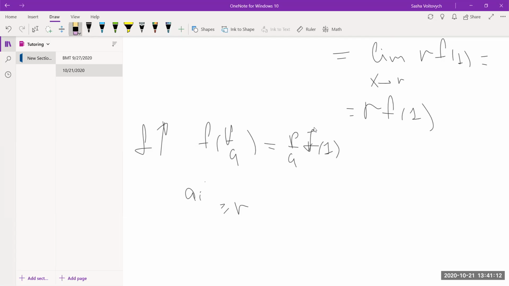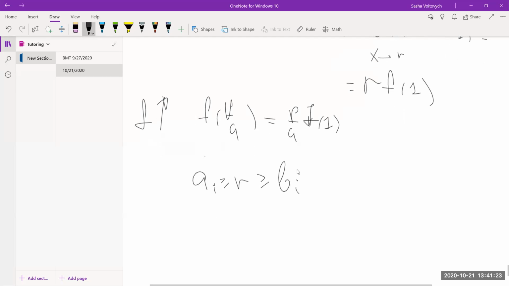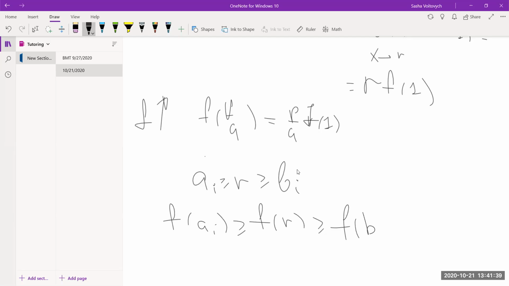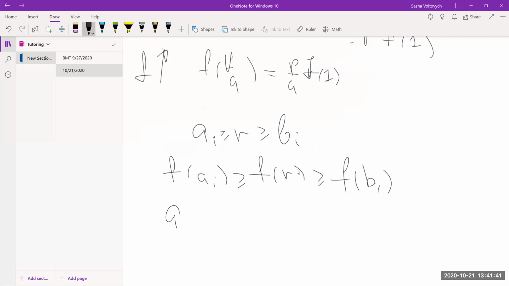So a_i, how should I call it? Yeah, a_i is a sequence of rational numbers and b_i is a sequence of rational numbers, and these sequences will approach r at infinity. Then, because f is increasing, f(a_i) is greater or equal to f(r), which is greater or equal to f(b_i). So then a_i f(1) is greater or equal to f(r), which is greater or equal to b_i f(1).